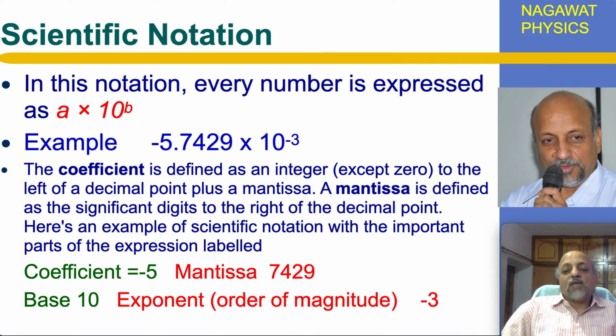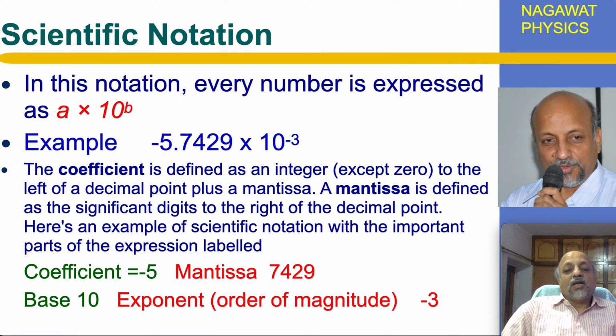So the base we have selected is 10, the base of the decimal number system. So A into 10 raised to power B, where A, for example, is given in this example, the value of A is minus 5.7429 and value of B is minus 3. So if we select this particular example, then we can understand this scientific notation.